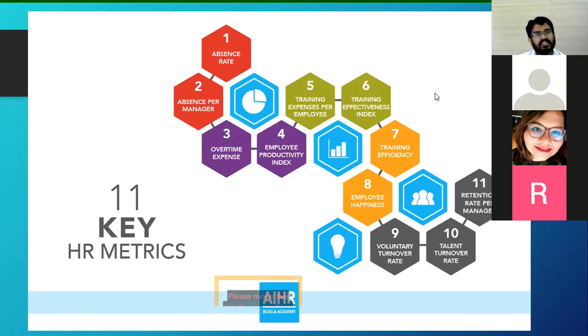So training efficiency is also there. Then employee happiness index. There is something called the employee happiness index, which can judge the happiness of the employees, how happy your employees are. And voluntary turnover rate. Then you have talent turnover rate, then retention rate per manager. All these things are there under the HR metrics. So these are a few HR metrics that are prepared. We call them 11 key HR metrics, but there are hundreds of other metrics that you can prepare. These are just a few examples that I've given.